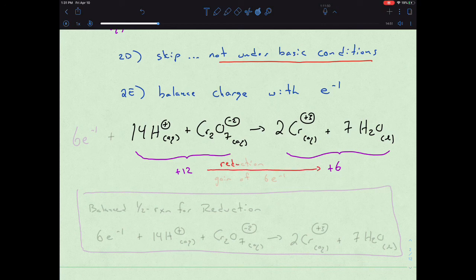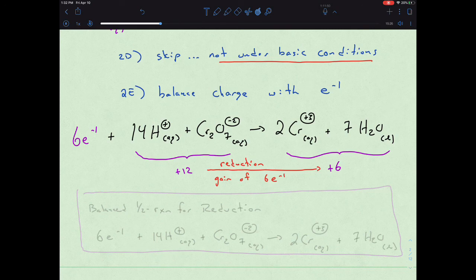There's our reduction, and we can talk about it now being more specific as far as a gain of 6 electrons, right? In order to go from a plus 12 state to a plus 6 state, there must have been 6 electrons accepted, and so that is what we would put on the starting material side, that we have those 6 electrons carrying out that reduction. And now our charges are balanced.